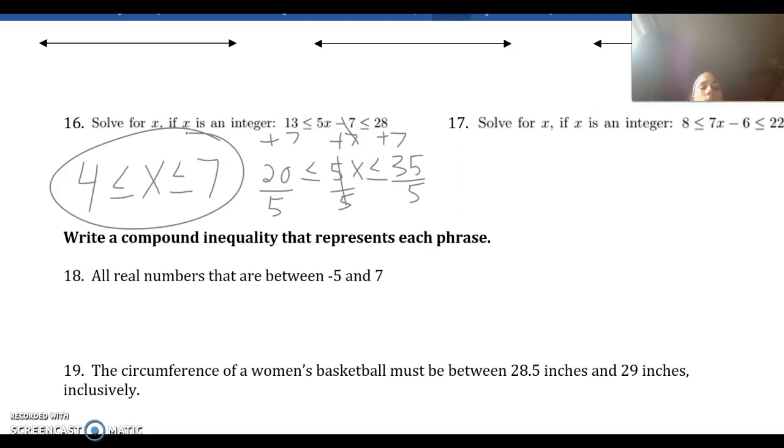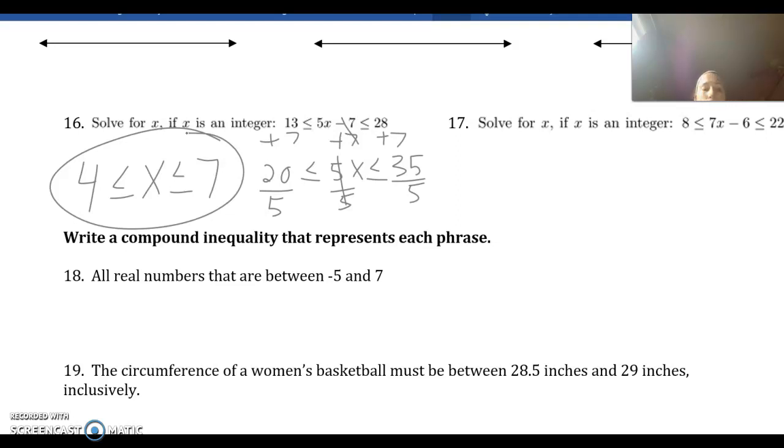Now I want to look down at writing a compound inequality to represent each phrase. So we're given a sentence or a couple sentences, and you guys need to come up with the inequality. So for number 18, all real numbers that are between -5 and 7. So I want you guys to pause and think about that for a minute. Try to solve it.